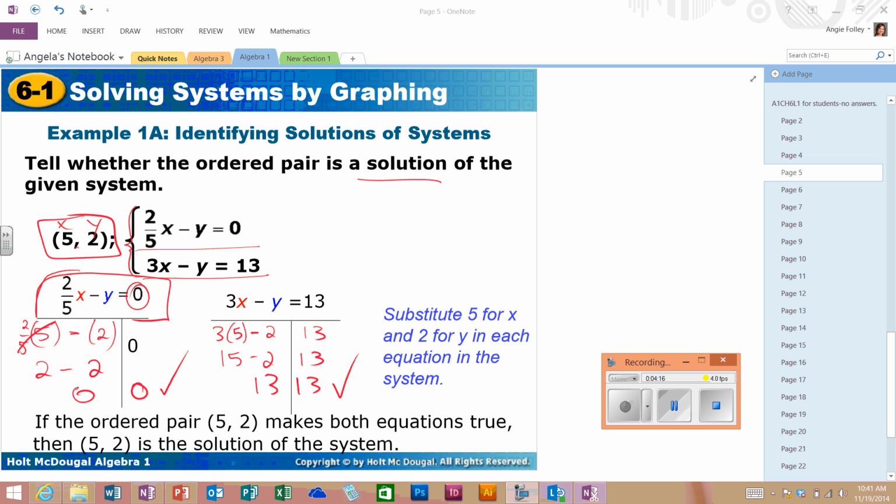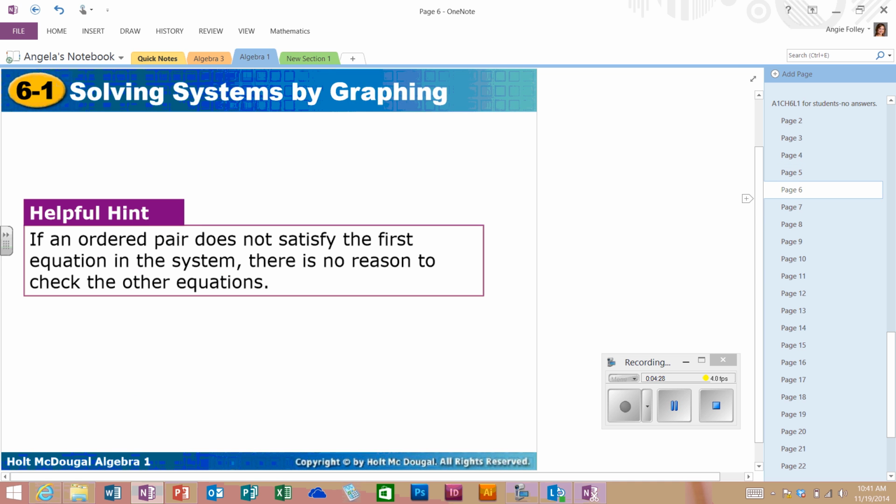Okay, so since this was a solution of both equations, we can say that the ordered pair makes both equations true, and therefore it is a solution of the system. So remember, it has to work for all the equations in the system. Just a hint, if an ordered pair does not satisfy the first equation, like let's say I plugged it into that first equation and it didn't work, there's no point in checking the second one because if it doesn't work for one, it's not a solution of any of them.